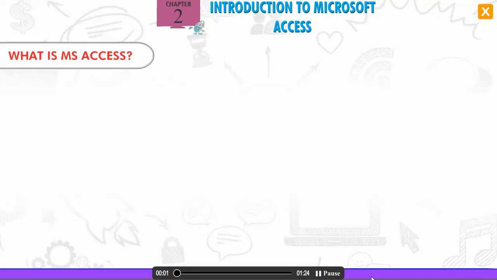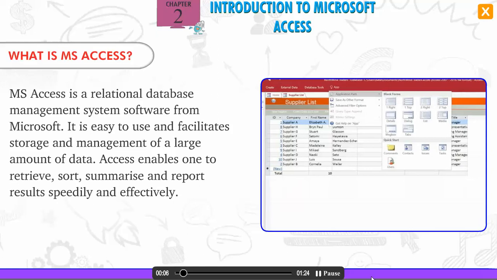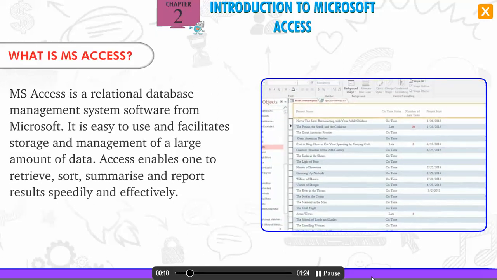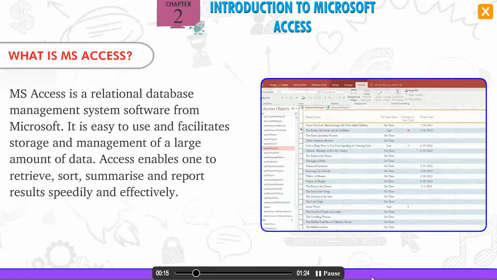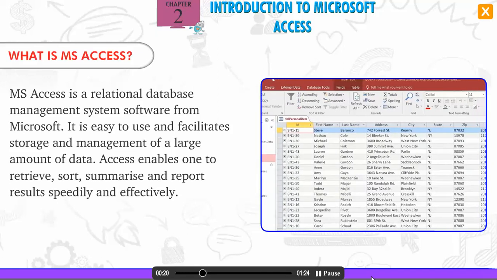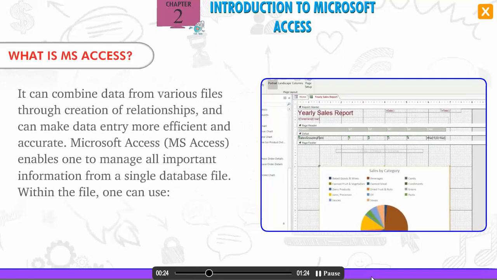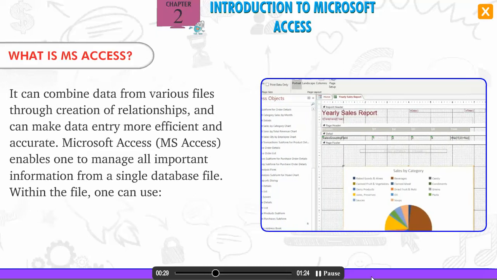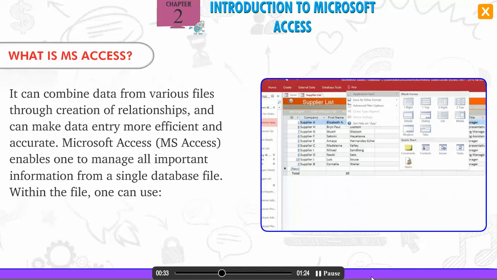What is MS Access? MS Access is a relational database management system software from Microsoft. It is easy to use and facilitates storage and management of a large amount of data. Access enables one to retrieve, sort, summarize and report results speedily and effectively. It can combine data from various files through creation of relationships and can make data entry more efficient and accurate.